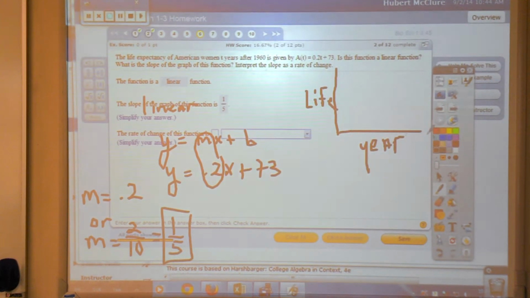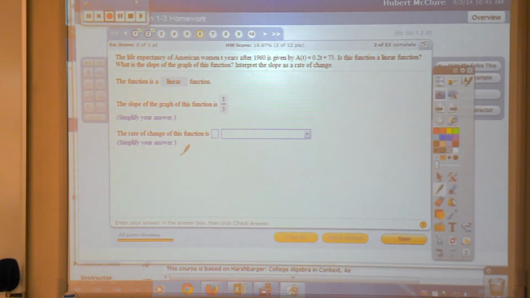So this is horizontal, and this is what? Vertical, so it's life over what? One life expectancy every what? 5 years. Every 5 years. And that's what it's going to ask you, something to that effect. So I don't know what it's going to ask you.